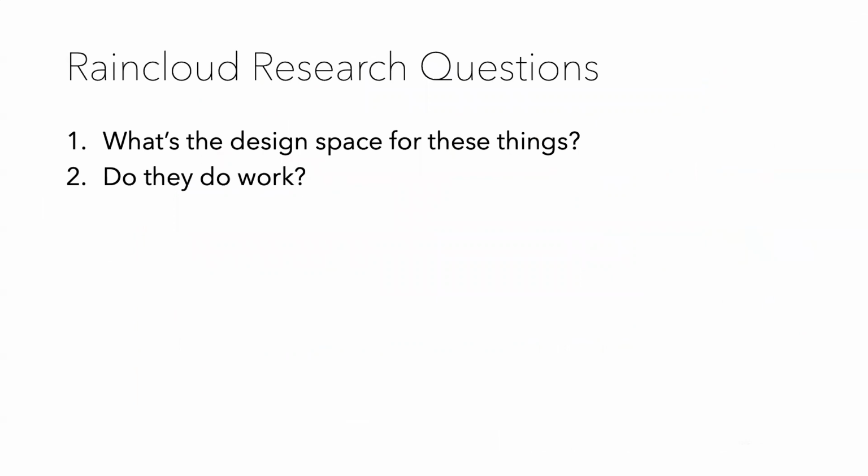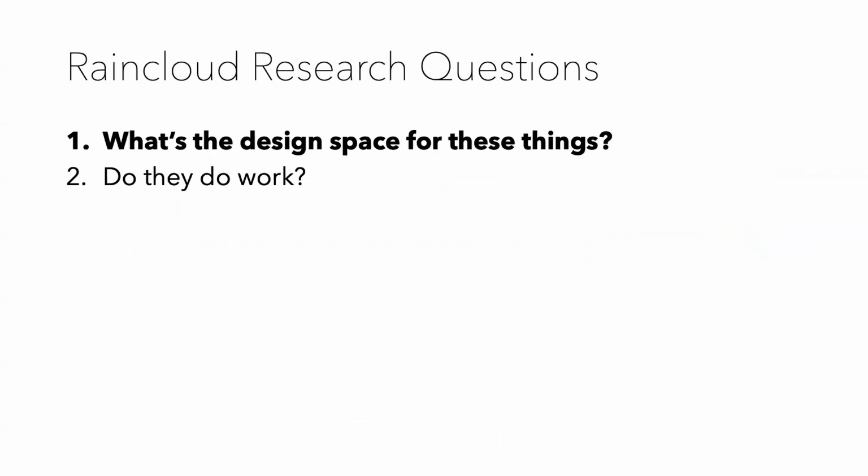So if you can mess around and swap out the components of these rain cloud plots, well, what does that full design space look like? And then the second, and perhaps most pressing, is, well, do these things actually work? Do they provide these defensive capabilities that we want? So the first question is a little bit easier to answer, so I will deal with that first.